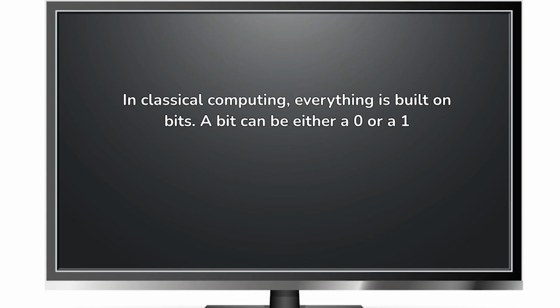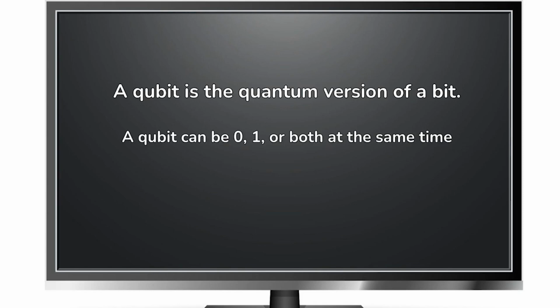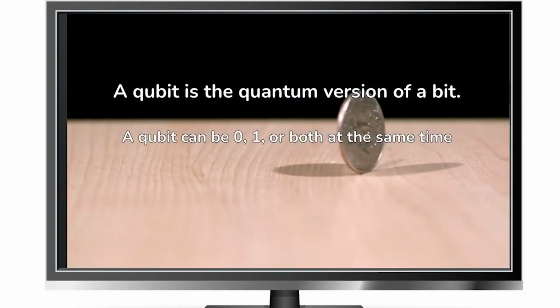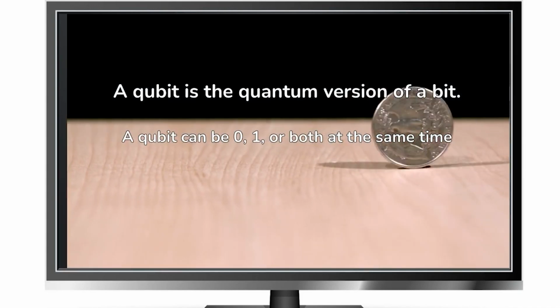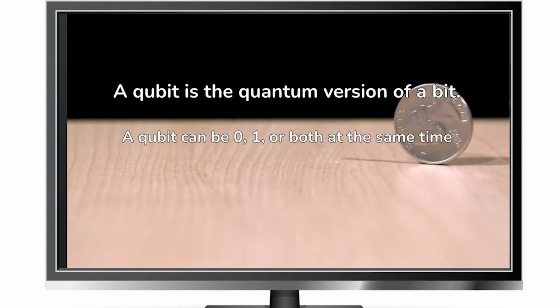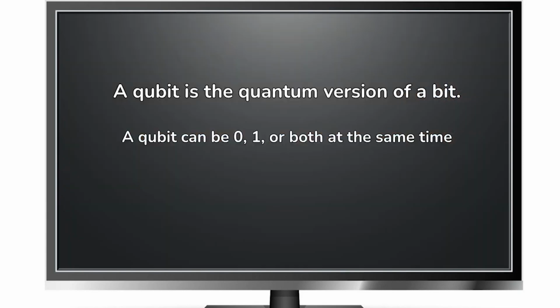Quantum computing is different. A qubit is the quantum version of a bit. But instead of just being a 0 or a 1, a qubit can be in a state called superposition. That means it can be 0, 1, or both at the same time in a probability cloud. You can imagine a spinning coin. While it's spinning, it's not just heads or tails, it's both. Only when you stop it and observe it does it choose a side. That's kind of like a qubit in superposition.